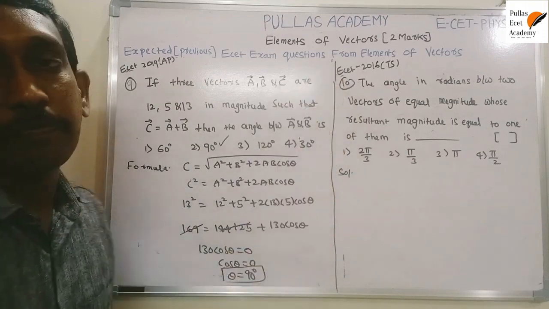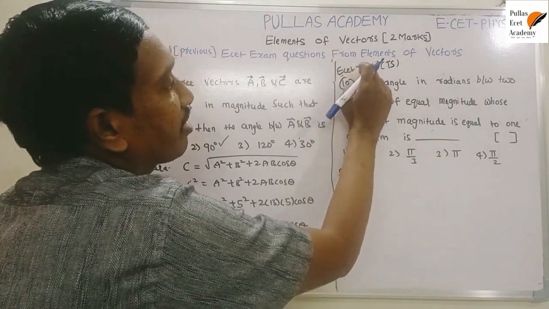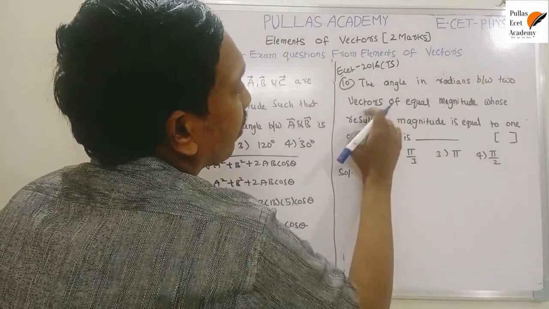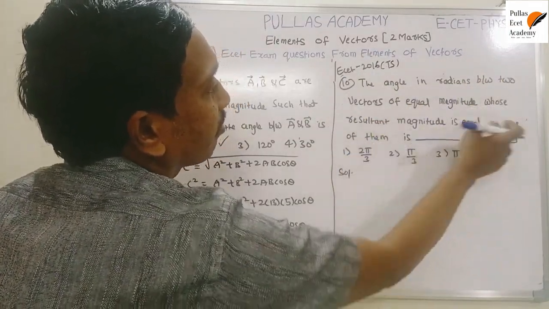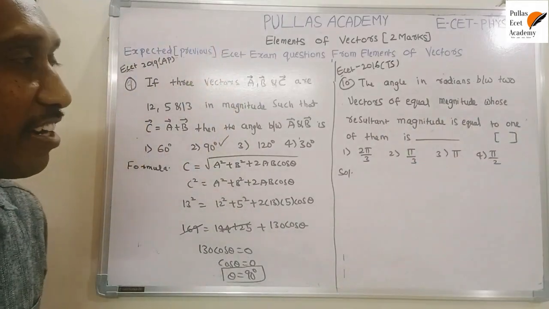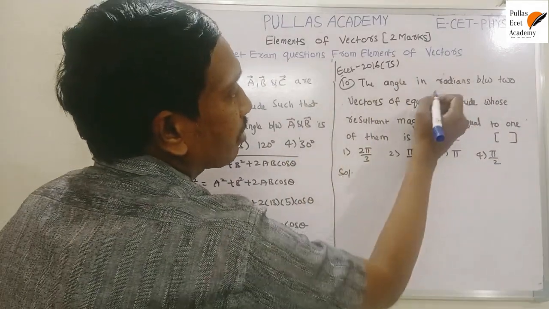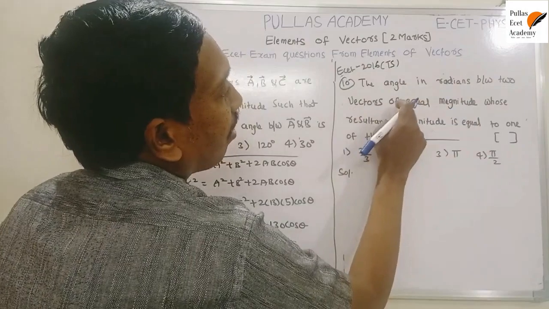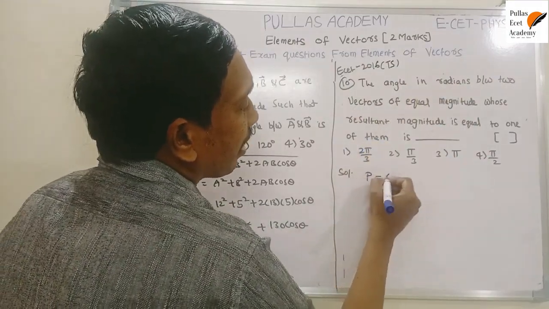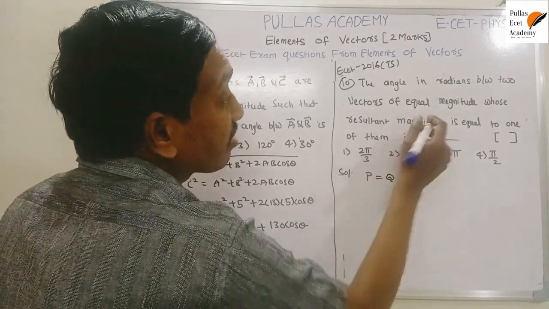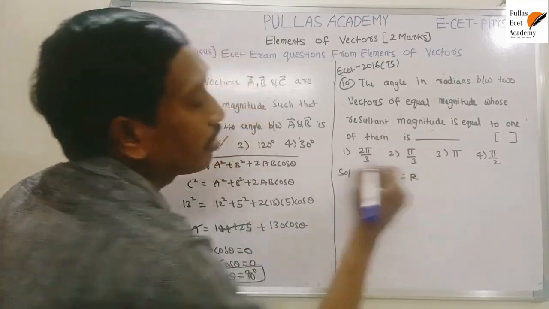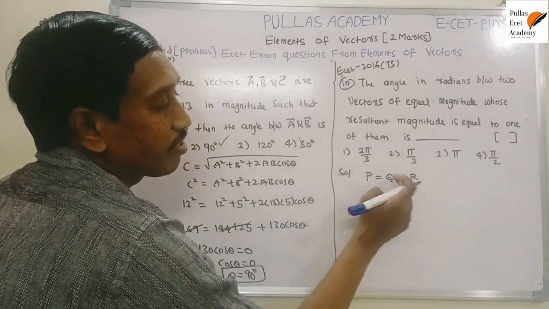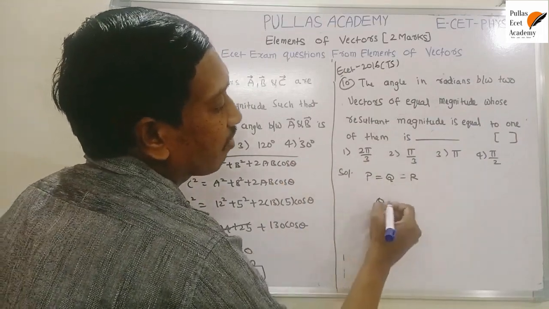Next, question number 10. Question number 10 was repeated in EAMCET 2016. In this question: what is the angle in radians between two vectors of equal magnitude whose resultant magnitude is equal to one of them? This is a direct question. Here, the two vectors have similar magnitude, P is equal to Q, and the resultant also has the same magnitude as each of them. That means R is equal to P is equal to Q. All these vectors are similar. Then what is the angle?